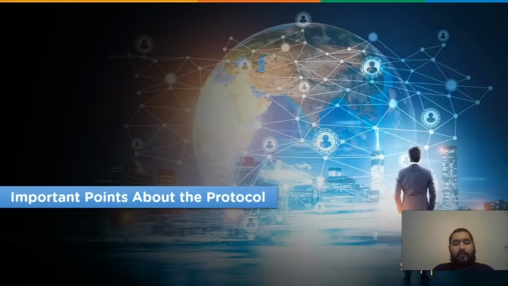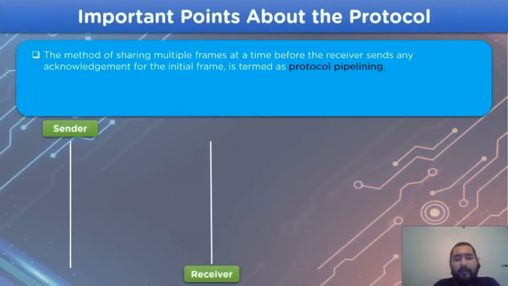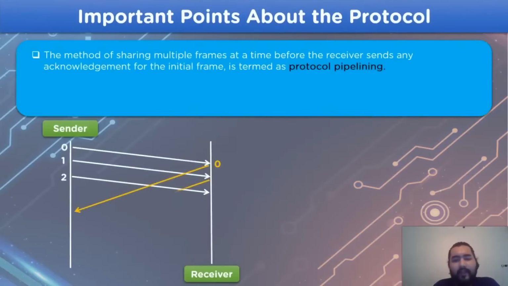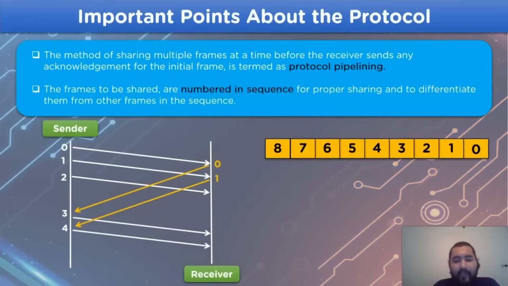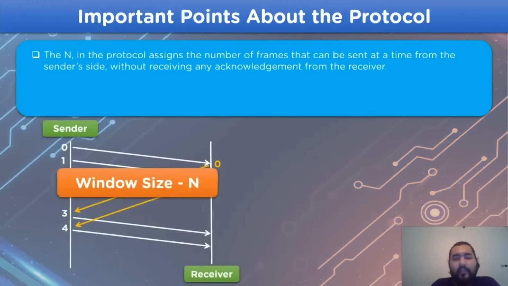Moving on, let's look into some important points regarding the protocol. To begin with, the method applied to share multiple frames from the sender side to the receiver side is known as protocol pipelining, where each frame is assigned a sequence number for proper transmission of data in the network channel. Now let's move on to some other important points. As we already know, the N in the protocol refers to the window size, that is the maximum limit of frames that can be transmitted from the sender to the receiver side before receiving the acknowledgement for the previous frame.